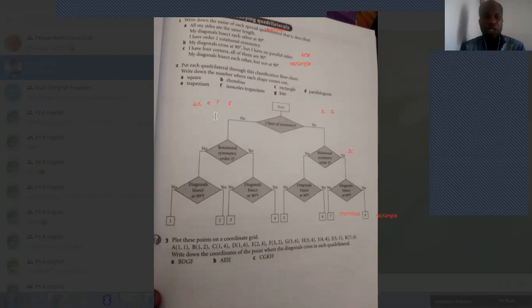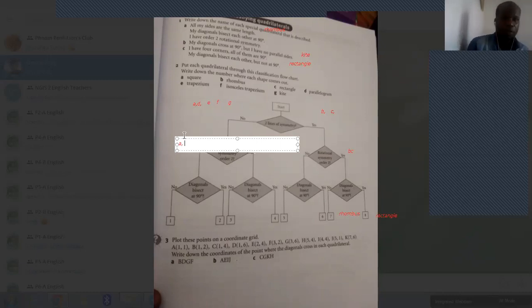Then we go on to this side, which has got shapes which don't have 2 lines of symmetry. If we look at rotational symmetry of order 2, we have got A, which is a square. A square has got order 4. So we're going to put our A this side. The answer is no. Then D is a parallelogram. Order 2 rotational symmetry, yes. So we're going to put our parallelogram this side. It's D.